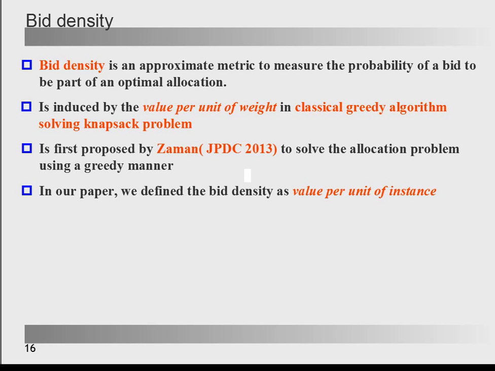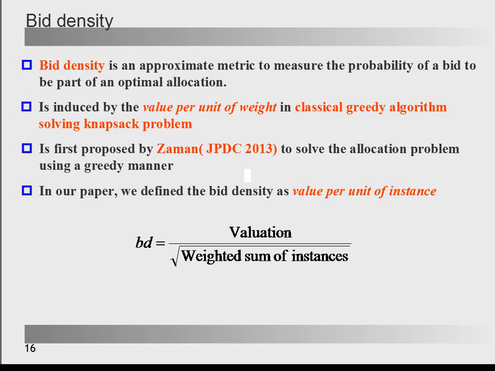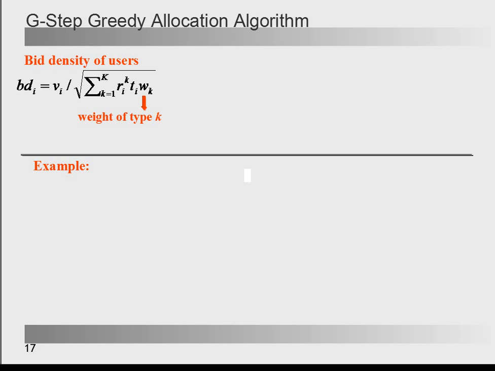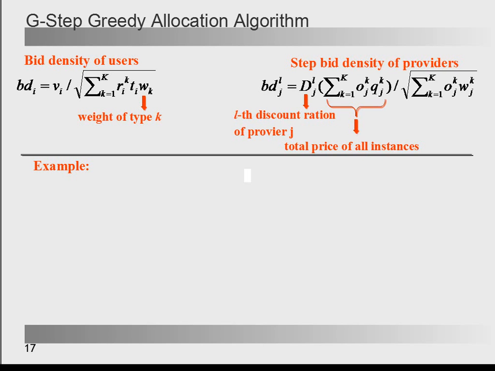In our paper, we defined the bid density as value per unit of instance. Our bid density is calculated by dividing the valuation of a bid by the square root of the weighted sum of instances in the bid. We use notation BD to denote bid density. The bid density of a user's bids is easy to calculate. To consider group buying discounts, we define the stable bid densities for providers, which are several bid densities on different discount levels. Below is an example to illustrate the process of calculation and sort.